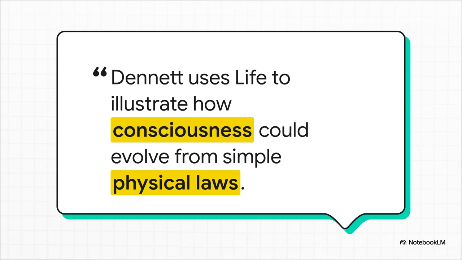Thinkers like the philosopher Daniel Dennett use the game of life as a powerful analogy. He asks, if a system this simple can create something as complex as a computer, then isn't it possible that the simple deterministic laws of physics in our universe are enough to create something as complex as human consciousness?